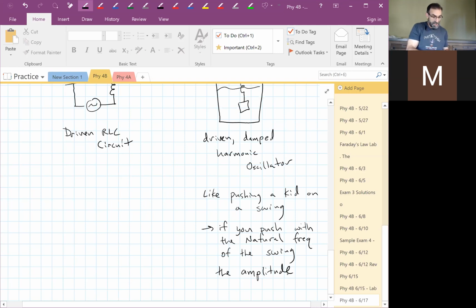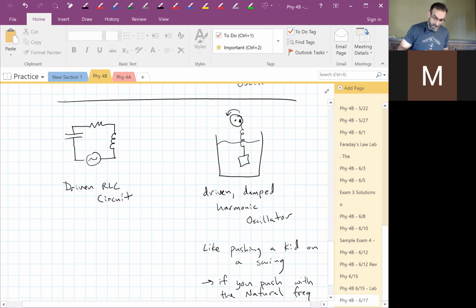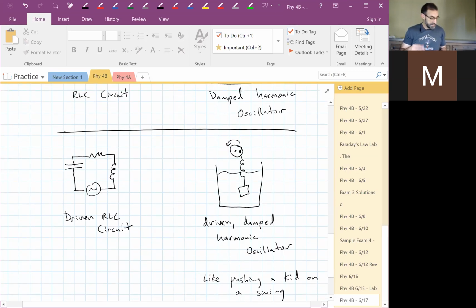If you push with the natural frequency of the swing, the amplitude becomes large. So our circuit is the same way. If the EMF source, that sine wave we're pushing with, has a frequency that matches the natural frequency of the circuit, the circuit responds with a large amplitude, large current.